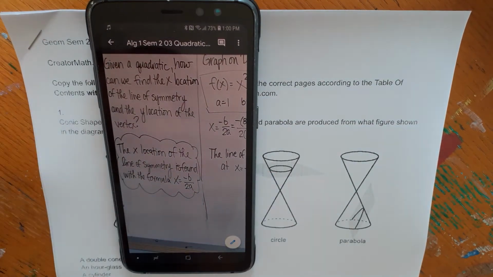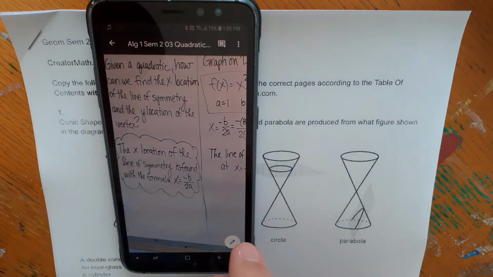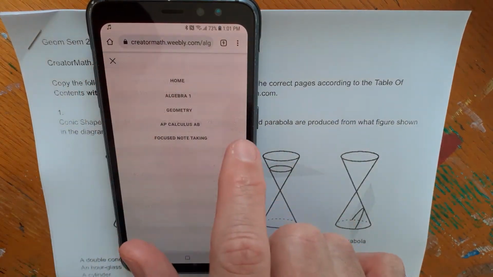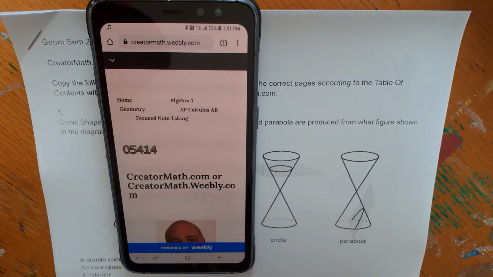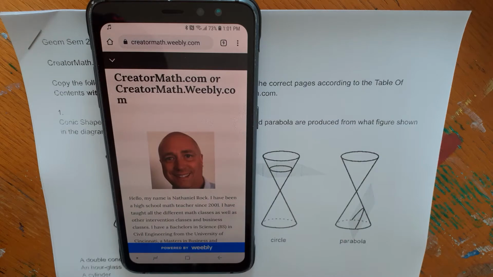All right, so here I am. Well, this is quadratics. Let's go out of this. Let's go back to the home page of creatormath.com. It looks like this. And that's how you know you're at the right place, because you'll see my goofy face there, and then you'll be like, okay, I'm on the right site.